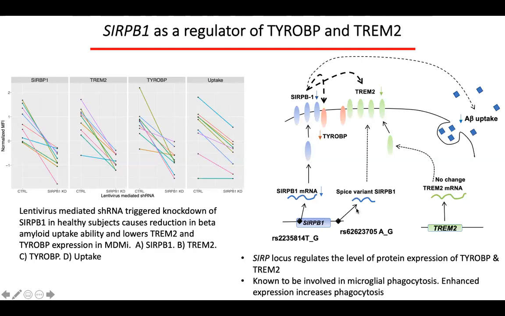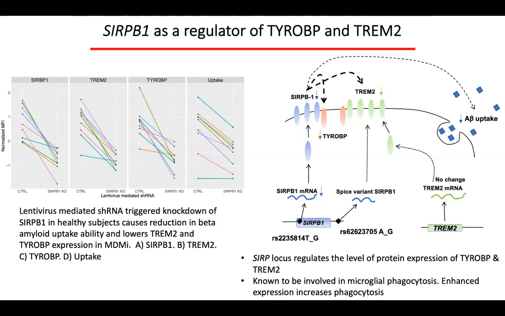And so here we have, again, the little diagram to summarize the results, where one locus, which is not known to be associated with Alzheimer's disease, although SERPB1 does harbor a variant that was suggestive, a rare variant that was suggestive for being involved in AD, but has not yet been validated. And this affects both SERPB1, which then goes on to influence TYROBP, and separately affects TREM2.